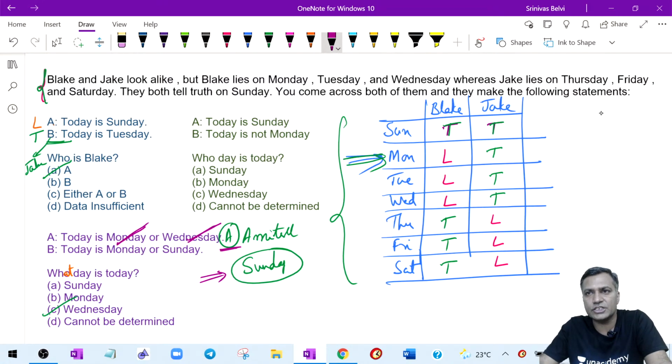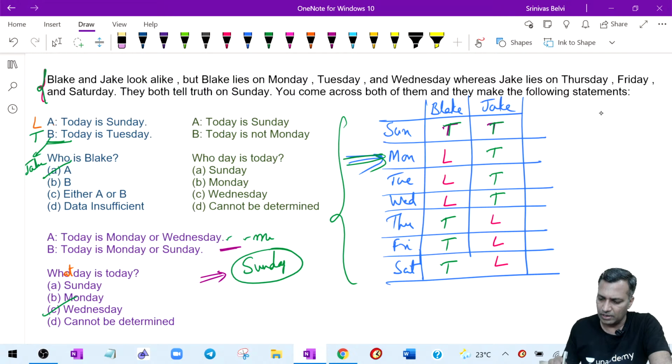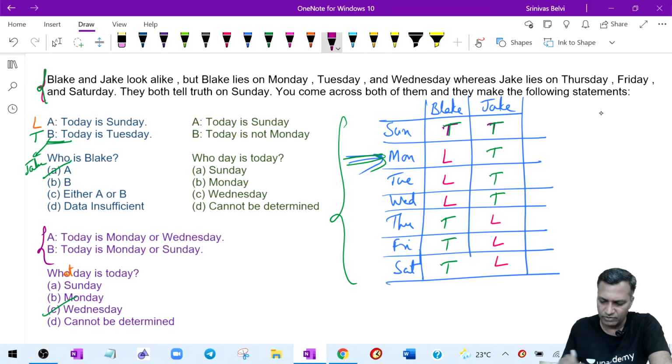Okay, Jake says truth on Monday and Sunday. Blake lies on Monday, Wednesday. What are you trying to say there? It's very simple. Between these two statements, one of them is true, period. That's it. You have to identify which is true. That's your task. Or both can be true.